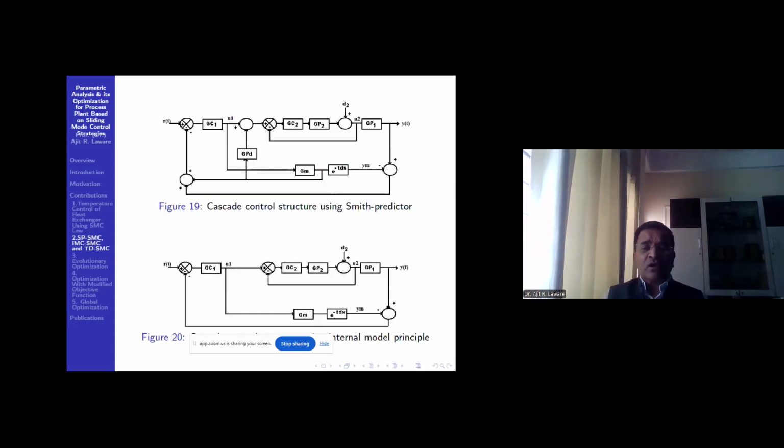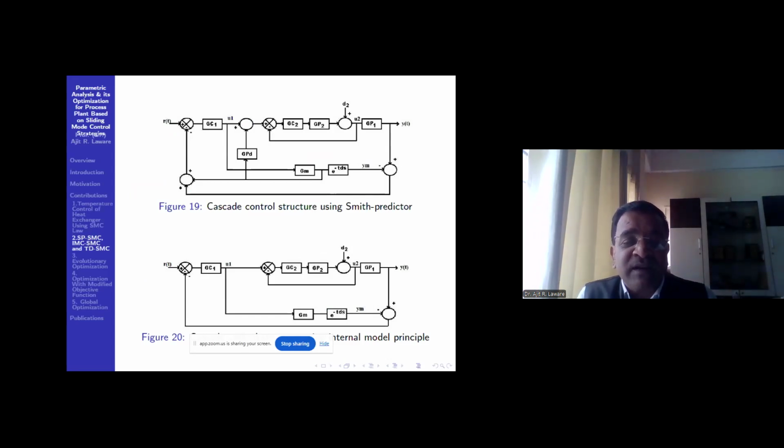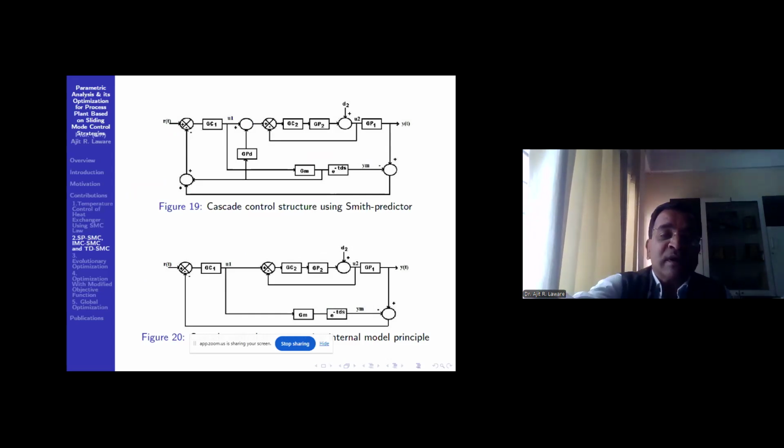So here is the cascade control structure using the Smith predictor, and with the help of the internal model principle it has been used. So here in figure 19, the pure output from the model has been taken and applied to the input side, whereas in the internal model principle it is not the case. Whereas in the Smith predictor, GPD, that is the PD controller, has been used to remove the steady state error over there.